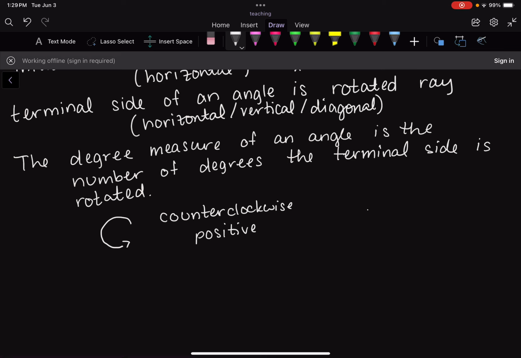If you go clockwise, that is a negative angle. So counterclockwise is going to be positive, clockwise is going to be negative. And we'll see that when we're actually drawing them.